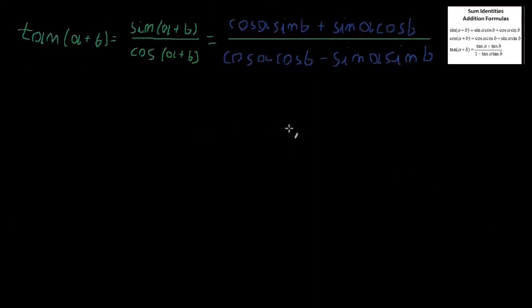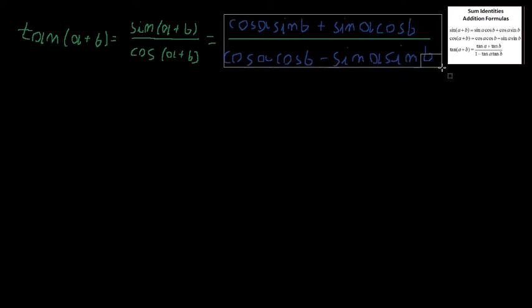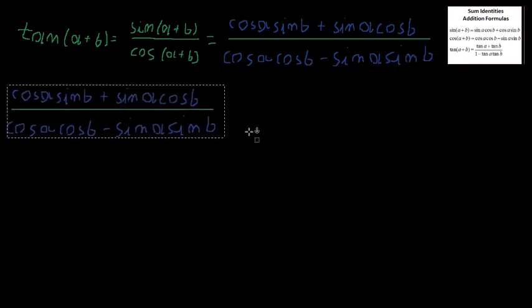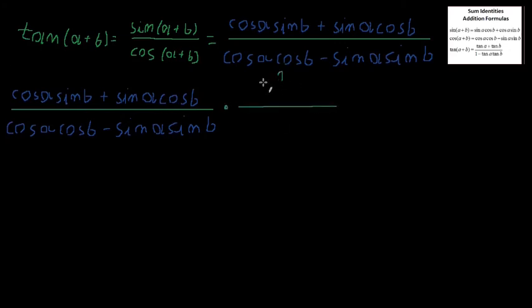For the tangent sum identity, we will use the quotient identity. What we need to do here is multiply the top and bottom by 1 over cosine A cosine B, so that everything will cancel out to the tangent functions. What we are really doing here is just multiplying by 1.